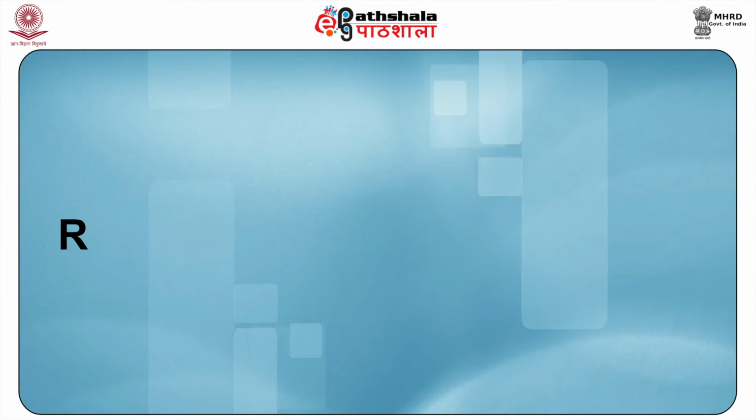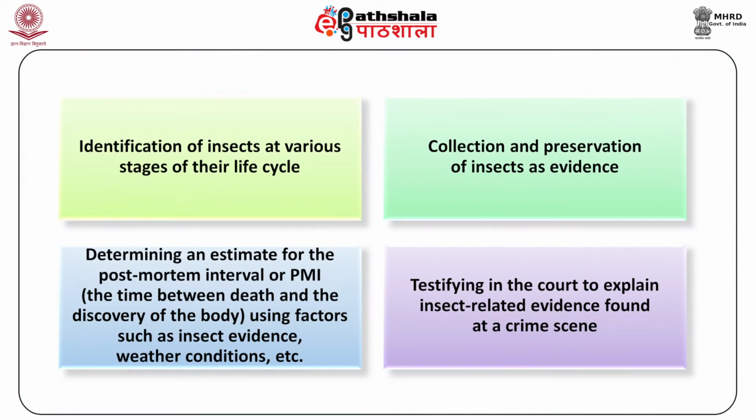So the role of a forensic entomologist is basically the identification of insects at various stages of their life cycle, the collection and preservation of insects as evidence, determining an estimate for the postmortem interval, or PMI in short form, that is the time between death and the discovery of the body, using factors such as insect evidence, weather conditions, etc., and testifying in court to explain insect-related evidence found at a crime scene.